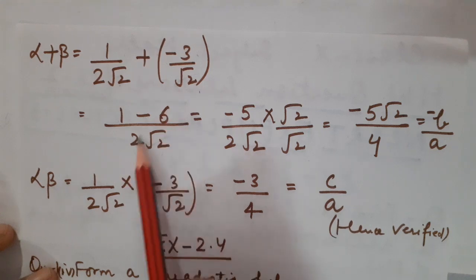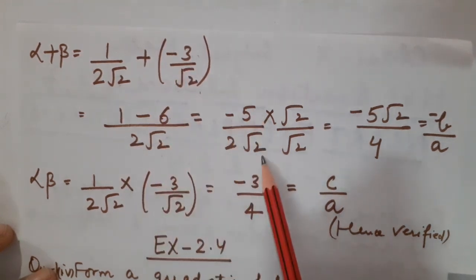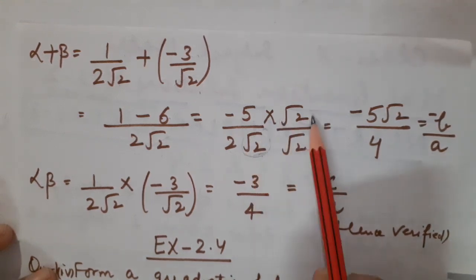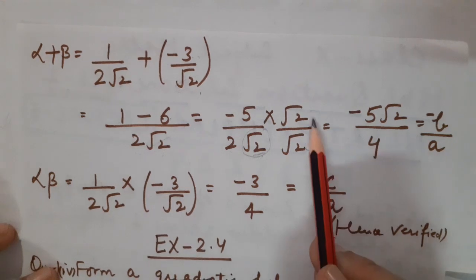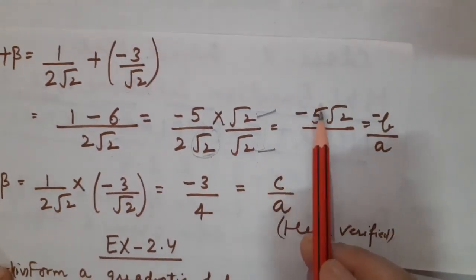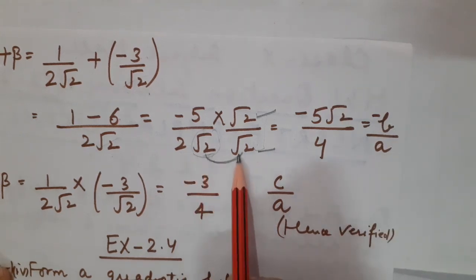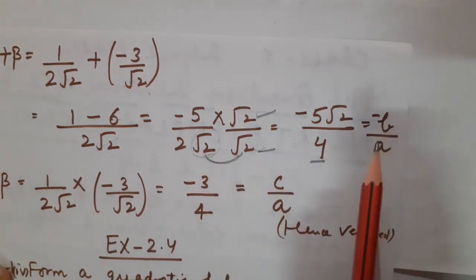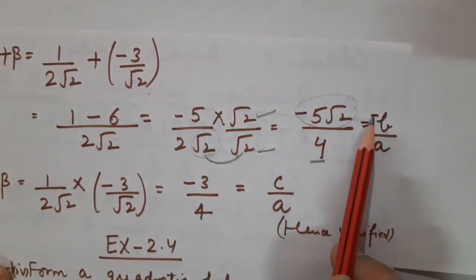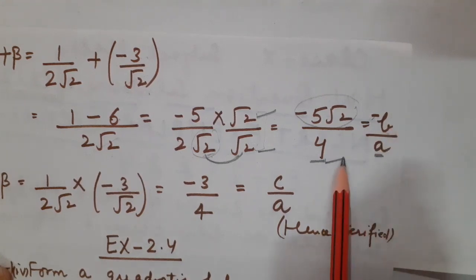Both are going to be cancelled. 2 3s are 6. So I have got minus 5 upon 2 root 2. This I am going to rationalize. Definitely with an under root term it will be multiplied as well as divided. So this is root 2 upon root 2. Correct. So children, here I have got minus 5 root 2. This is 2 into 2 will give you 4. Fine. And what was this? This was actually b. And minus sign will come here as it is. So this is minus b upon a. A is equal to 4.